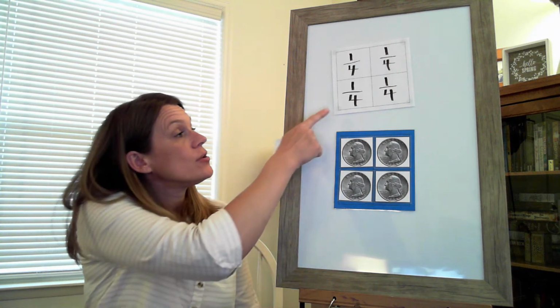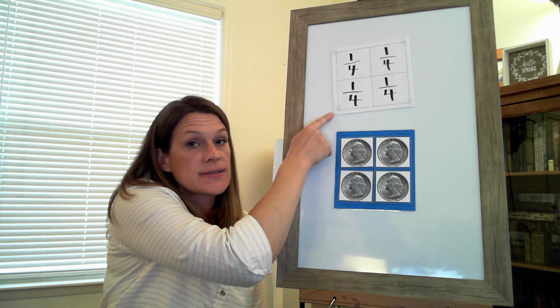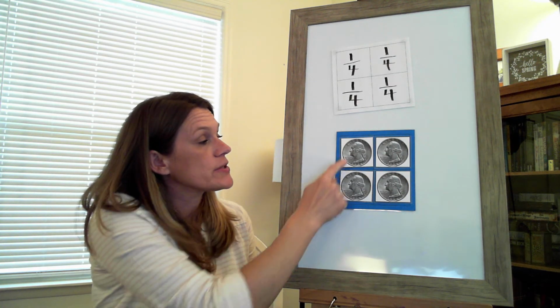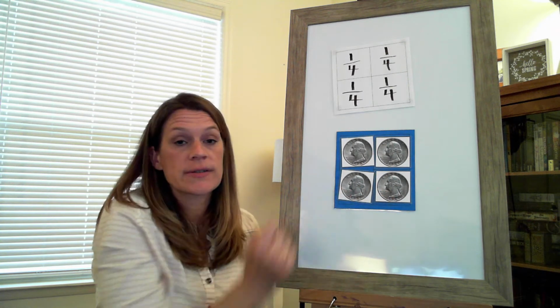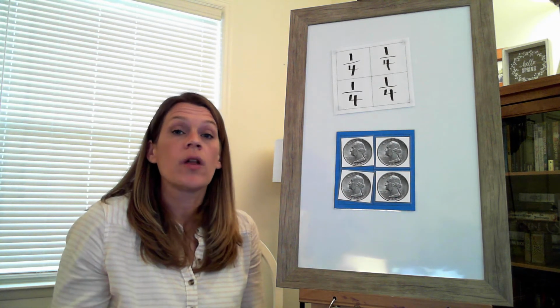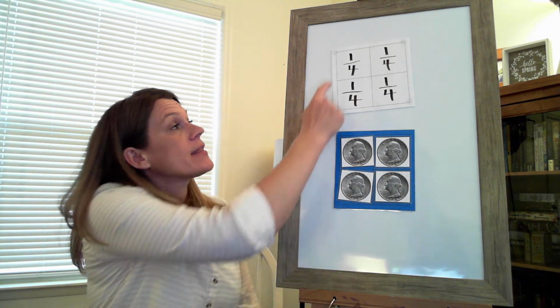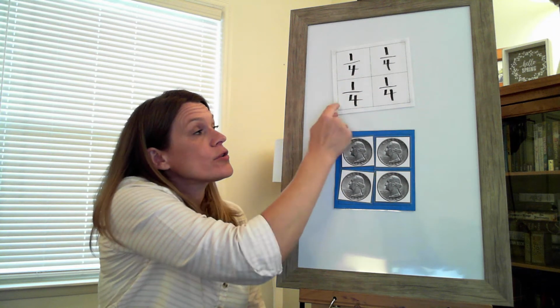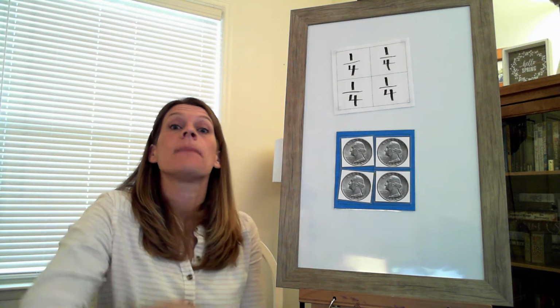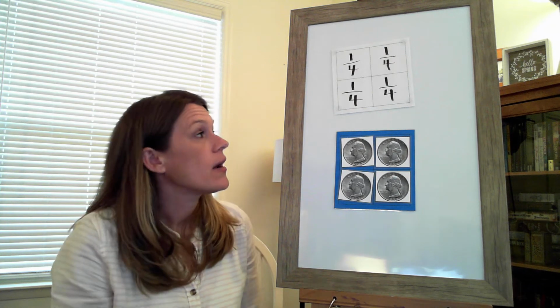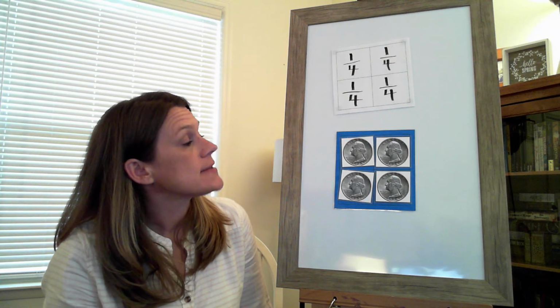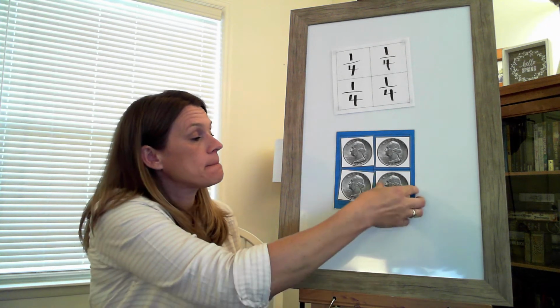So we can use our knowledge from fractions to apply to our quarters and know that there are 4 quarters that make a whole dollar, just like there are 4 quarters that make my entire square that's divided into 4 sections. Okay?